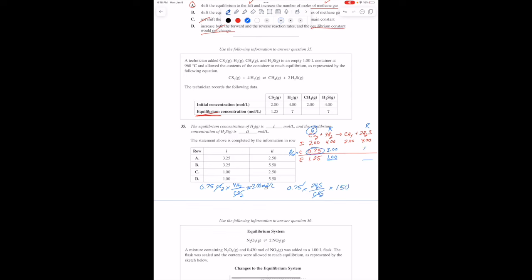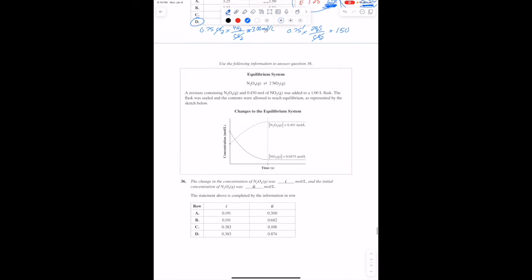Which goes here, 4 minus, I add on this side. I remember on this side I subtract, but on this side I add, right? So this is 5.50. That's probably the real trick of this question. Anyway, so my answer is 1 and 5.50, so the answer is D. All right, let's keep going.